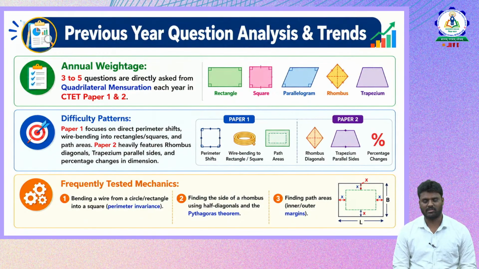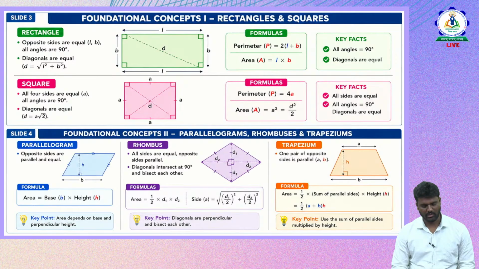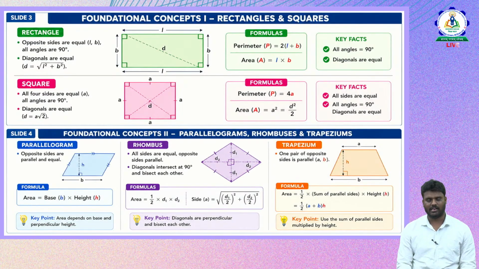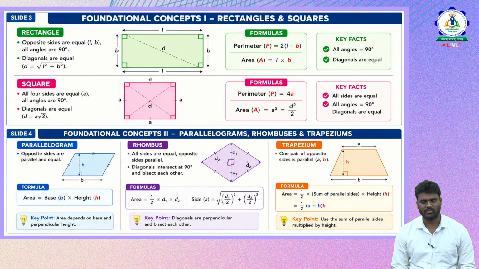There are some questions which they ask directly, such as perimeter shift from different shapes, wire bending questions and path area questions, where they try to connect day-to-day life situations. And from paper 2, they ask rhombus properties and trapezium, and ask you to change the percentage. These are the areas they have been focusing on in paper 1 and paper 2. Now let us understand these concepts, and we'll solve some problems in upcoming slides. Before we solve the questions, let us understand the basic concepts which we are going to use in this session.